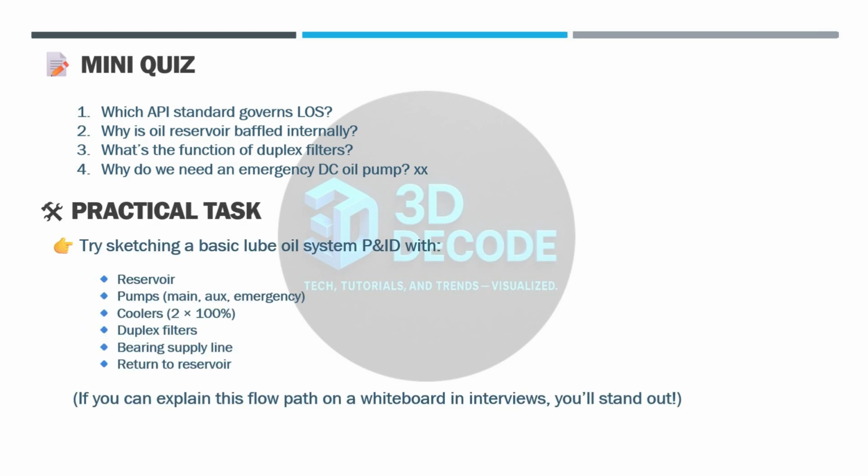Practical task. Here's a task you can practice. Sketch a simplified LOS P&ID showing reservoir, pumps (main, auxiliary, emergency), 2 100% coolers, duplex filters, bearing supply line, and return to reservoir. If you can explain this flow path on a whiteboard during an interview, you'll definitely stand out.